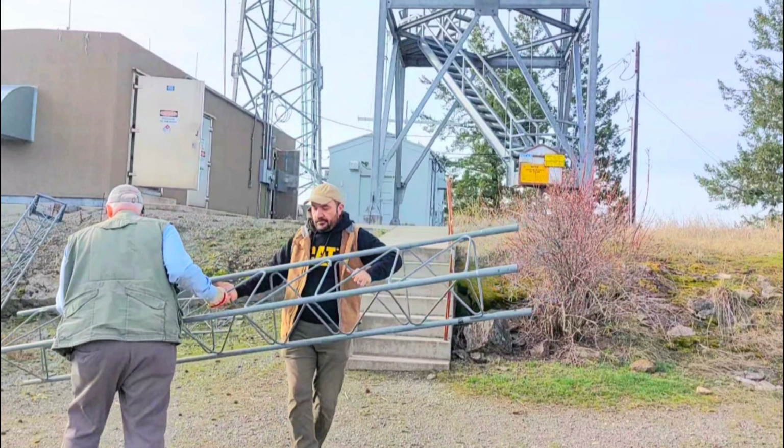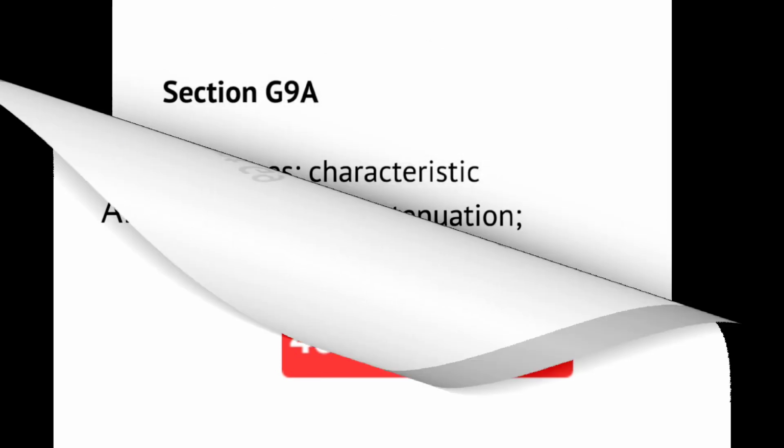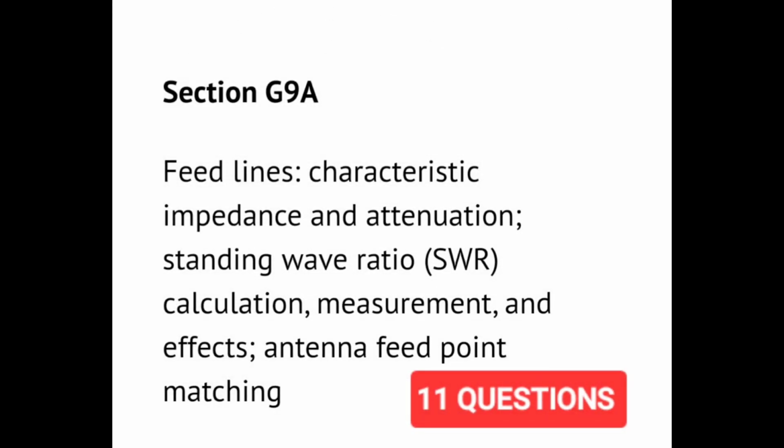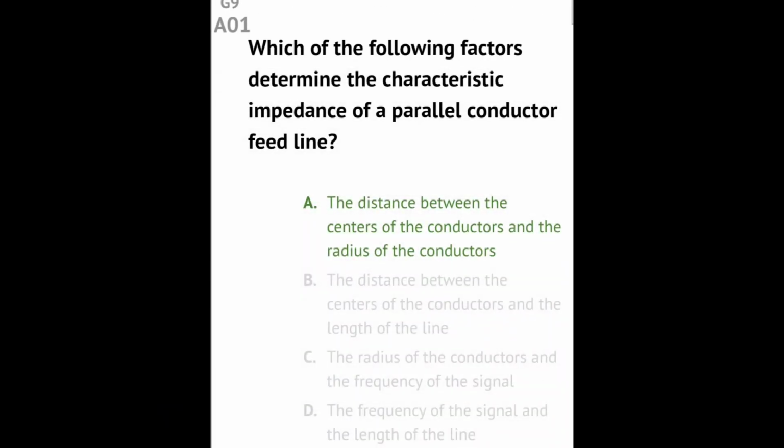This is Chapter 9. Sub-element G9, Antennas and Feed Lines. Section G9A, Feed Lines, Characteristic Impedance and Attenuation. Standing wave ratio, SWR calculation, measurement and effects. Antenna feed point matching.